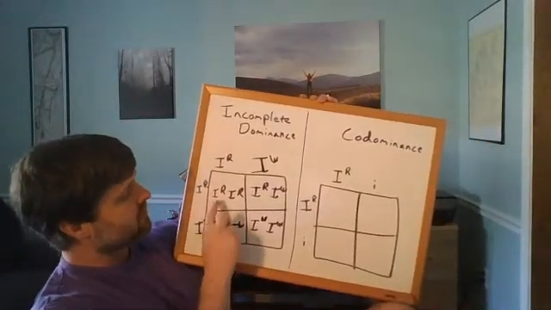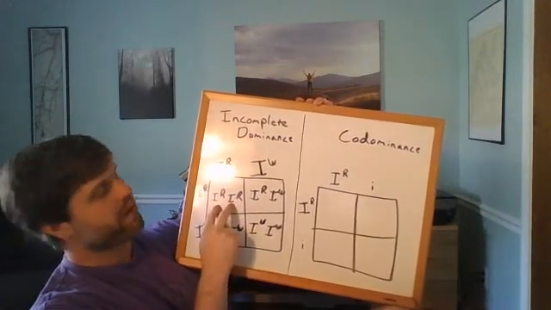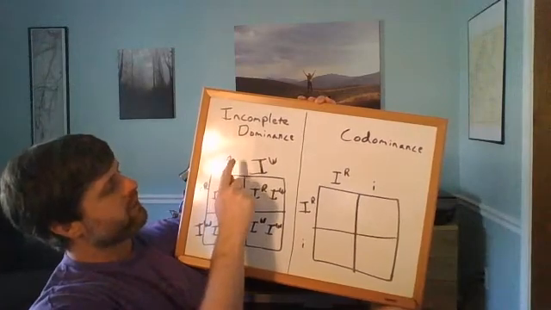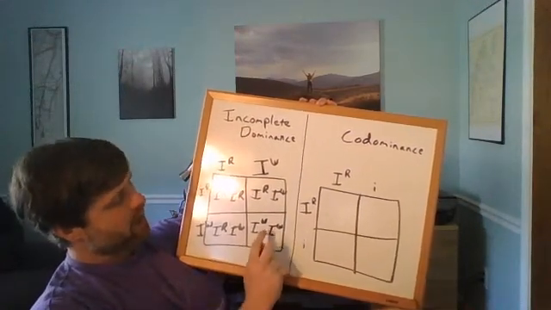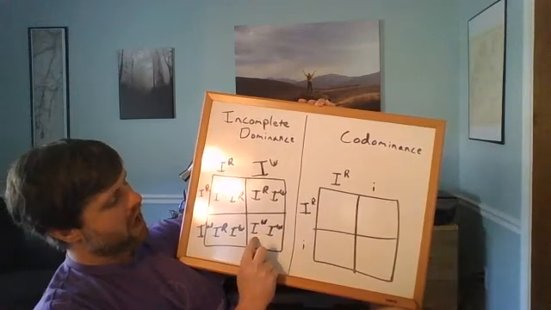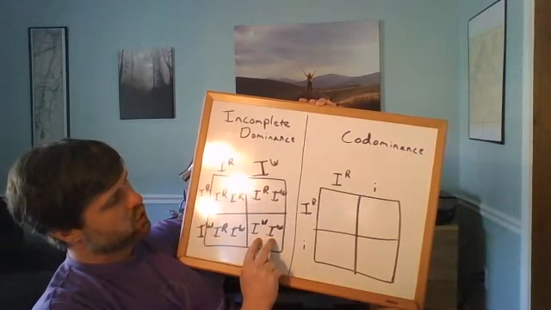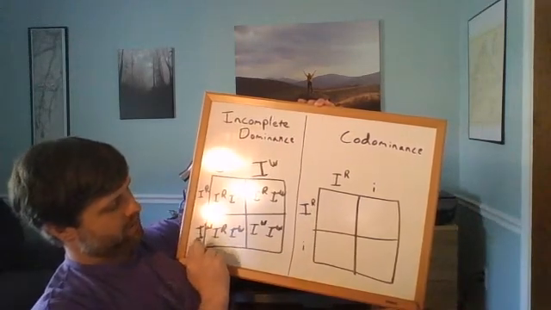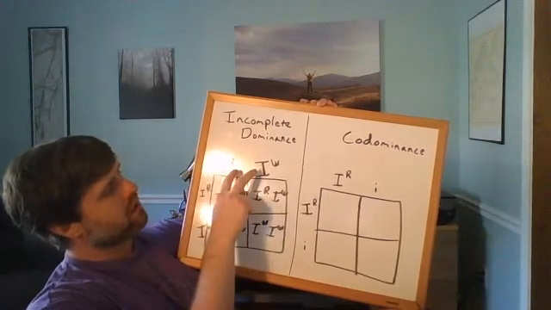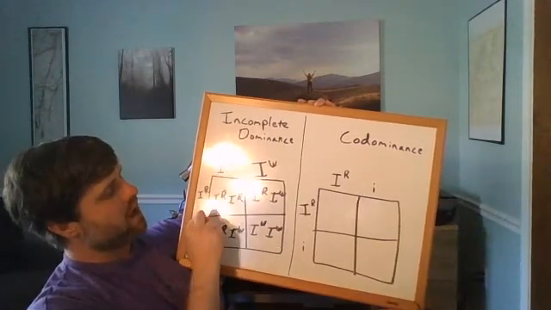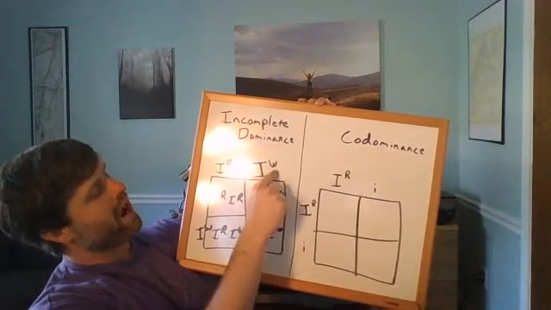So I have capital I and an R, and a capital I and an R, so this will be a red flower that got the red trait from dad and the red trait from mom. At the other end, I have capital I with a W and capital I with a W. That's going to get the white trait from dad and mom, and this is going to be a white flower. But both dad and mom I made as pink. So it's not really red or white.